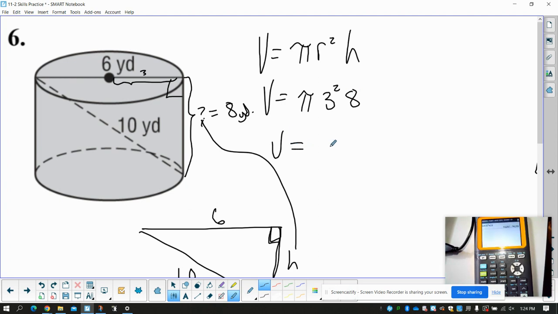Pi, turn my calculator on, pi times 3 squared times 8 is 226.19. 226.19, but since that's a 9, 226 it'd be 0.2, rounded off to the nearest tenth, and it'd be yards cubed. And that is problem number 6.